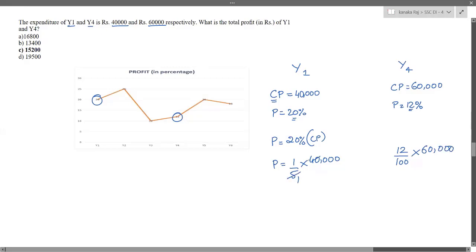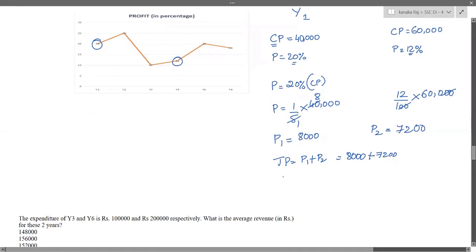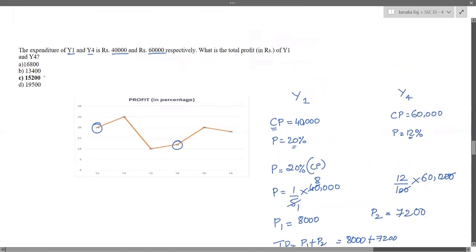So now 5 ones, 5 eights. So profit in the first year was 8,000. So now if I simplify this, what do I get? 2 zeros get cancelled. So 12 into 6 gives me 72 and 2 zeros as it is. So profit in the second year was 7,200. What is total profit? Total profit will be equal to profit 1 plus profit 2, which is equal to 8,000 plus 7,200. What is 8,000 plus 7,200? It is 15,200. So do I have that in our options? Yes, option C, 15,200 will be my final answer.